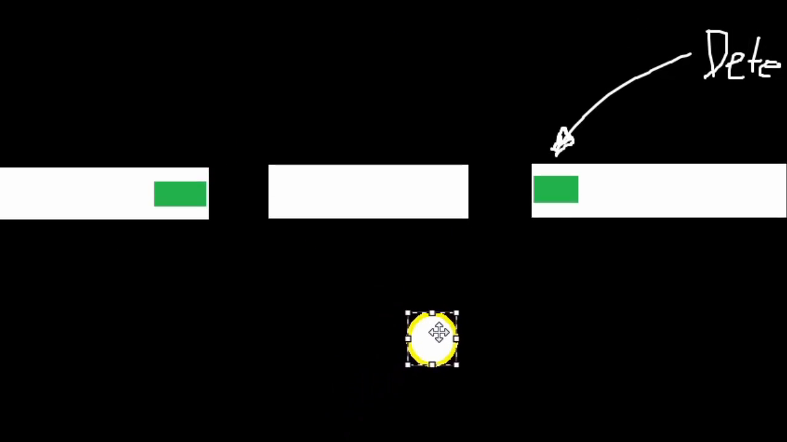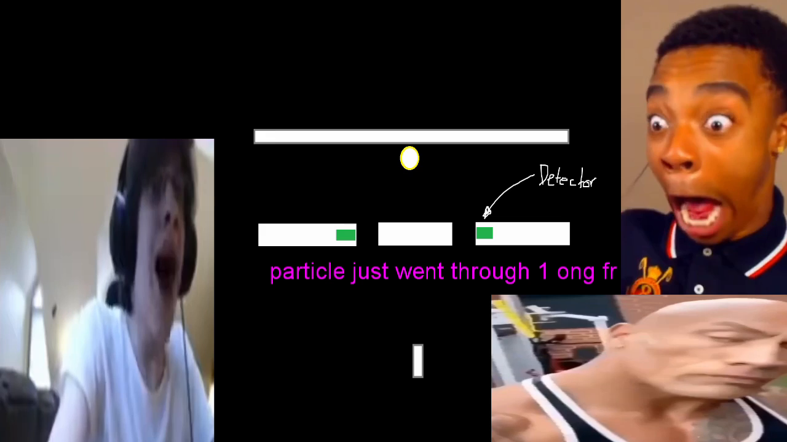Okay, so you set up separate sensors at each slit, and you fire a single photon through. True, no cap, it just went through one.